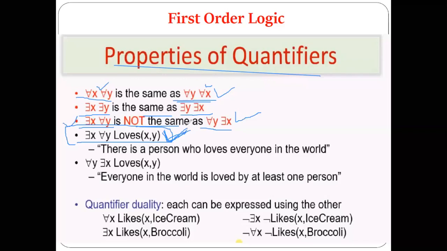Now, from which sentence is this logic written? What is the meaning of this logic? What is the meaning of the first symbol? Some x. Second? All y. Now loves is the predicate, and then again we have x, y. Now what can be the sentence from which this kind of logic can be written? That is my question.